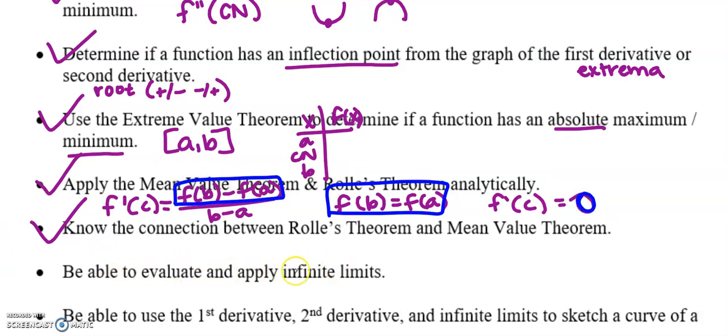Be able to evaluate and apply infinite limits. So to infinity and beyond, do you approach 0? Do you approach the leading coefficient over the leading coefficient? Or do you approach, well, technically DNE, but then describe it? If x is going to plus or minus infinity, what is y doing? Is y going to plus or minus infinity depending on your division?